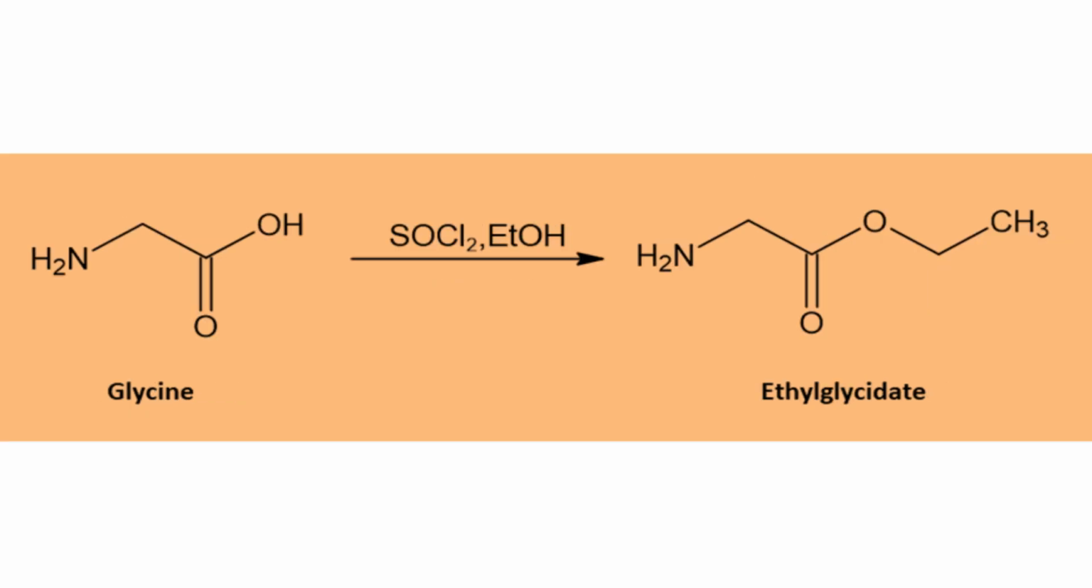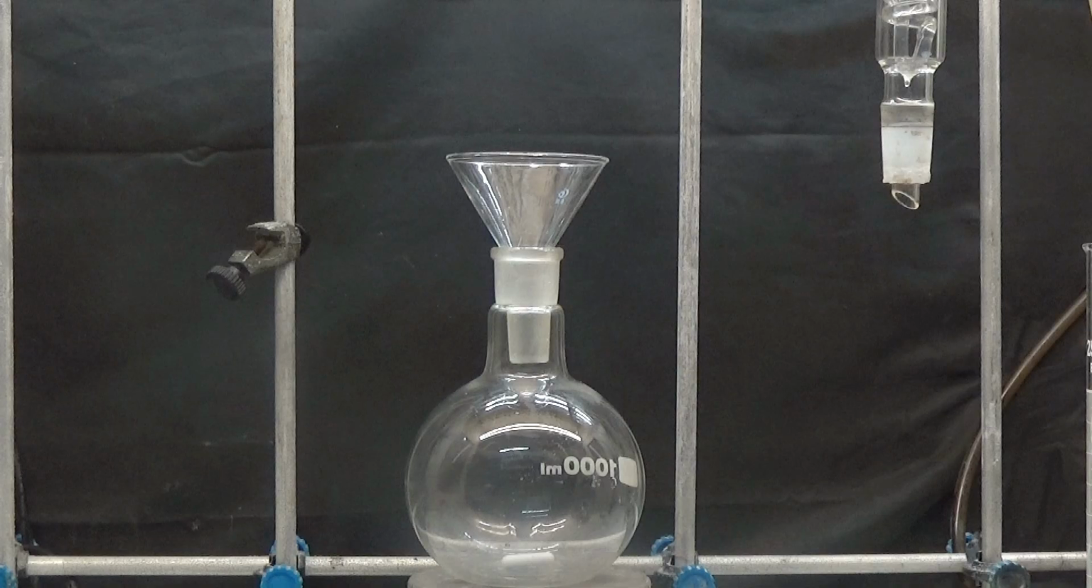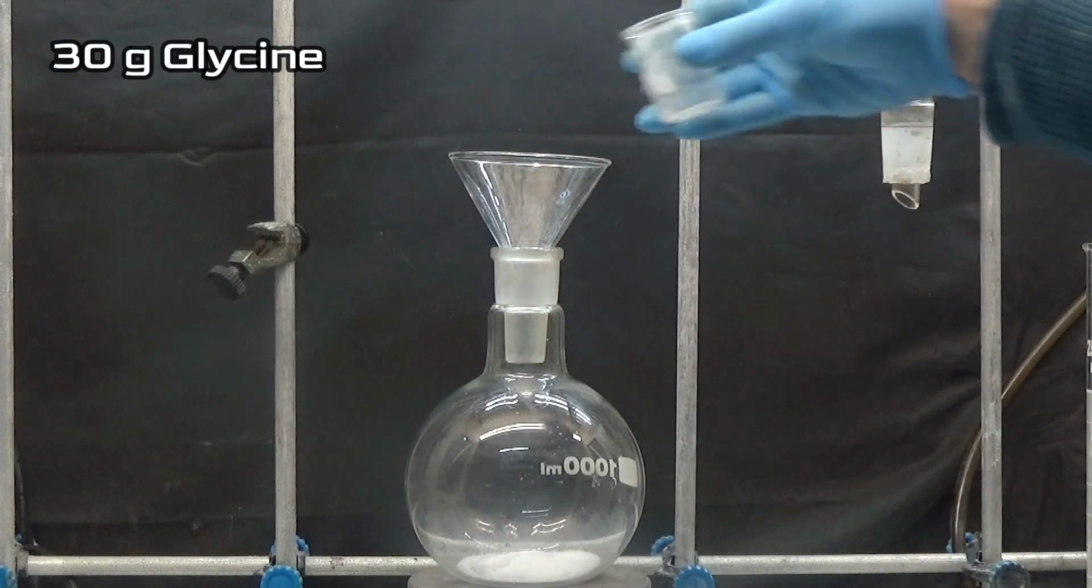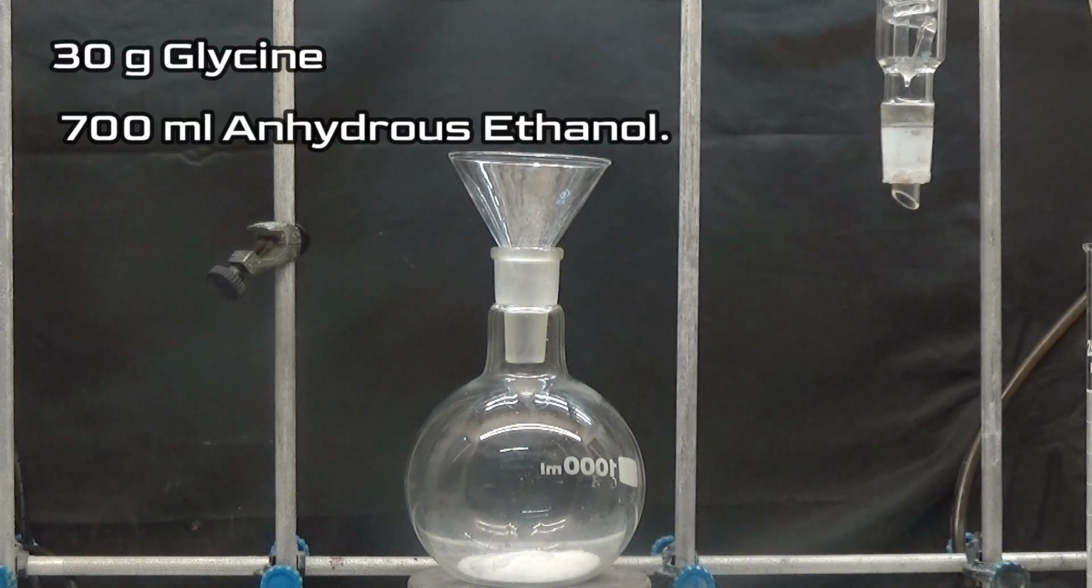Glycidate is obtained by the action of thionyl chloride on a solution of glycine in anhydrous ethanol, thus obtaining the hydrochloride, with a good yield of about 80%. To proceed, we put in a 1000 ml flask, 30 grams of glycine and 700 ml of anhydrous ethanol.